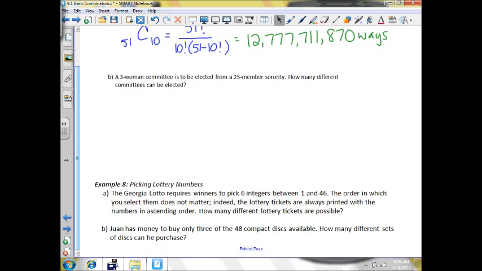Now, a 3-woman committee is to be elected from a 25-member sorority. How many different committees can be selected? Well, again, that'll be 25 choose 3. It's just a 3-woman committee, so there's really no order between president, vice president, secretary, so that's out. So we'll have 25 factorial over 3 factorial times 25 minus 3 factorial.